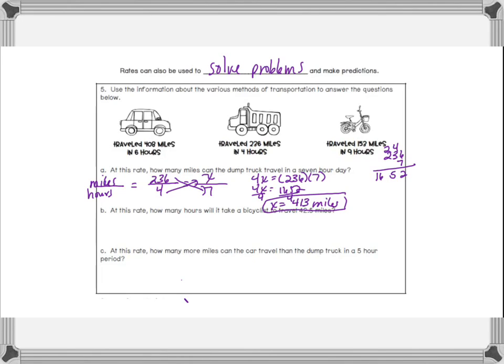And we're going to stop right here and begin on our assignment that is on formative.